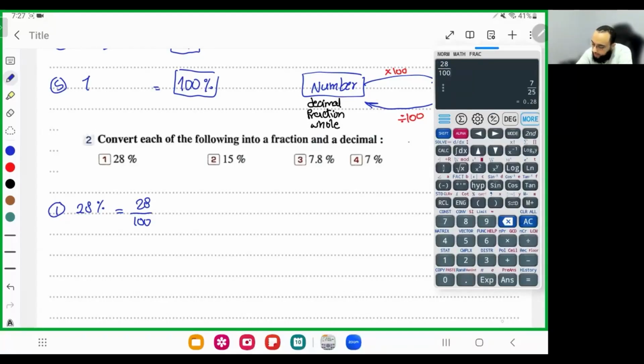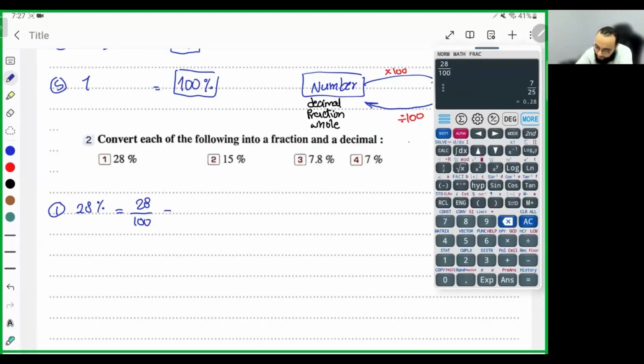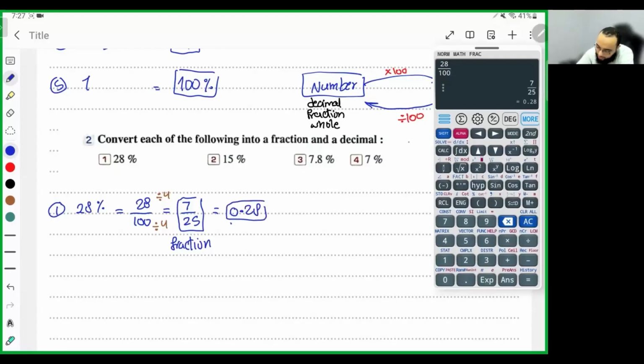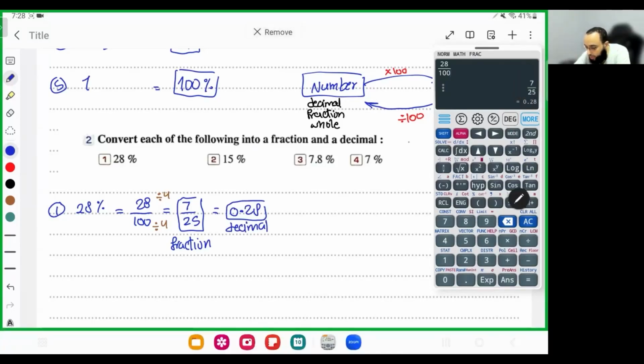28 over 100. As a fraction, it's 7 over 25. This is the simplest form. It's something like divided by 4 up and down. It's 7 over 25. This is the fraction form. I need also the decimal form. If it is 28 over 100, then it's 0.28. This is the decimal form. You know what? You can do it with the calculator. If it is 7 over 25 on the calculator, press SD. If you press SD, it's going to convert it into a decimal in one shot.